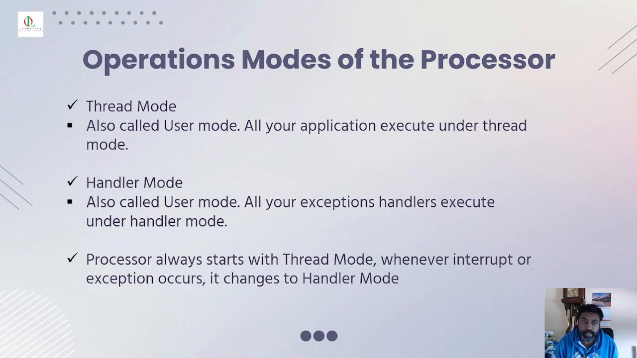Now let's try to understand the operation modes of the processor. As you would have learned in section 3, there are 2 different modes when you write a program. The processor will operate in thread mode or in handler mode. Thread mode is also called user mode. All your application code executes normally, and a normal program first executes in thread mode. Only when an exception or an interrupt occurs does it go to handler mode to service that and finish, and then return back to thread mode.